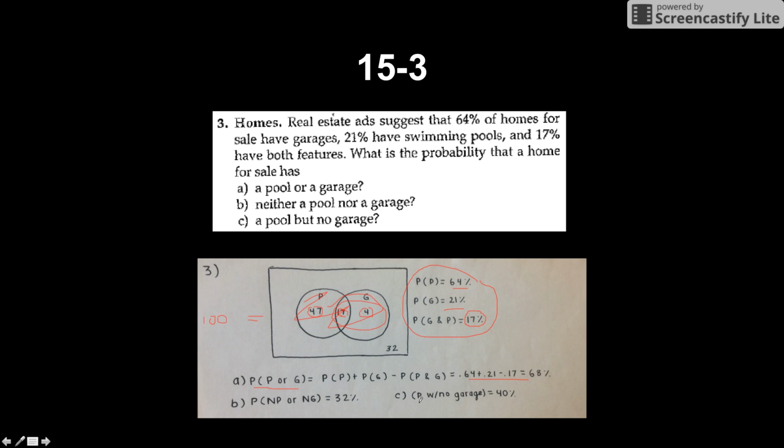C, the probability of having a pool with no garage. Well, I just look to my Venn diagram here, and having a pool with a garage is 17, but with no garage is actually, that's not correct, is 47%.